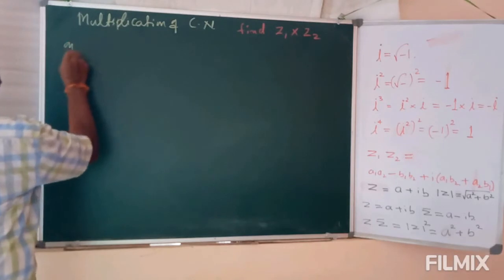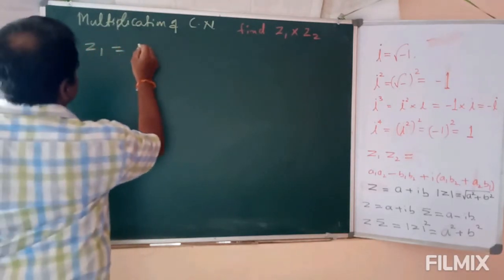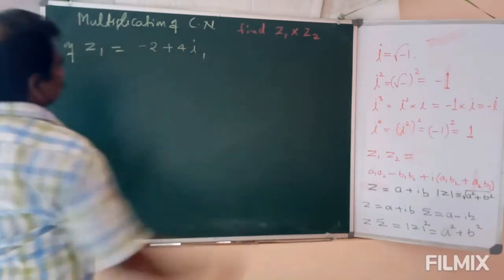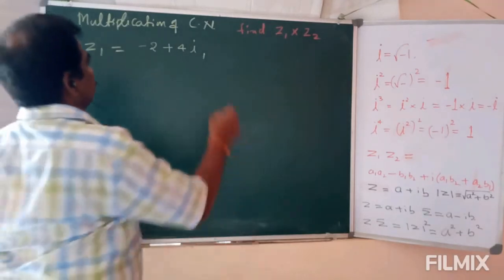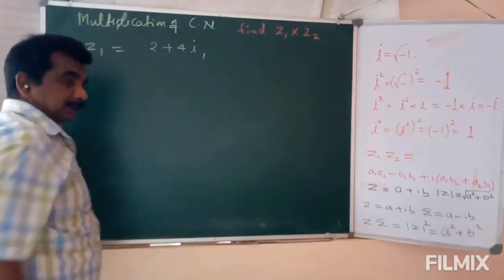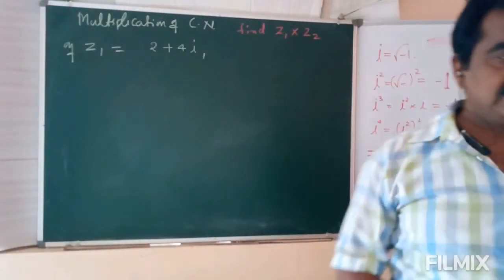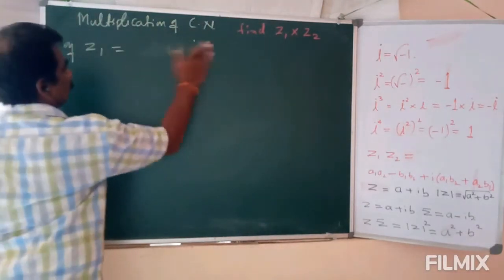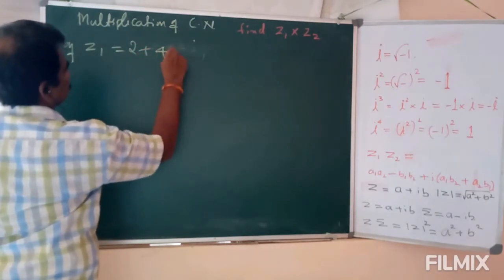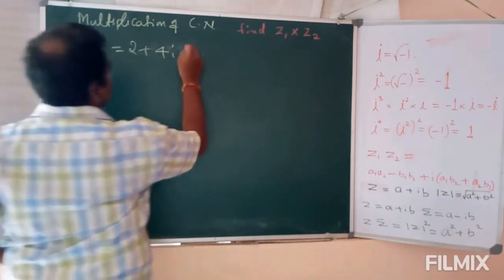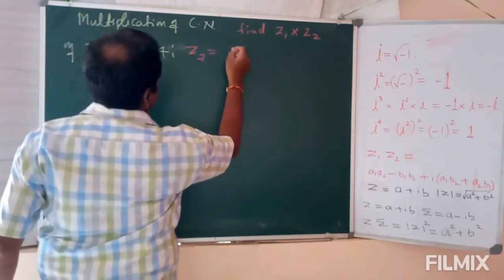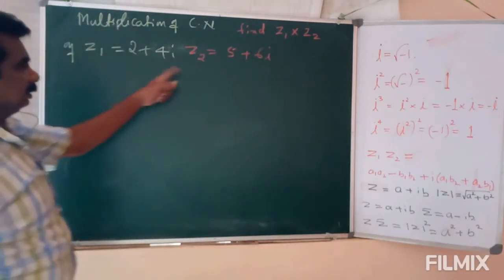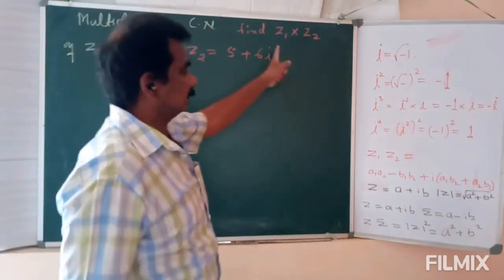If Z1 is equal to minus 2 plus 4i. Z1 is equal to what? Minus 2 plus 4i. Okay, positive. Okay, no problem. Take it as a positive. You want positive? Okay, no problem. Z1 is equal to 2 plus 4i. Z2 is equal to 5 plus 6i. Find Z1, Z2 product.